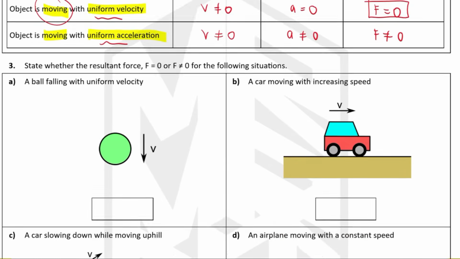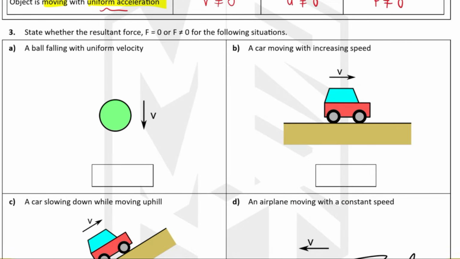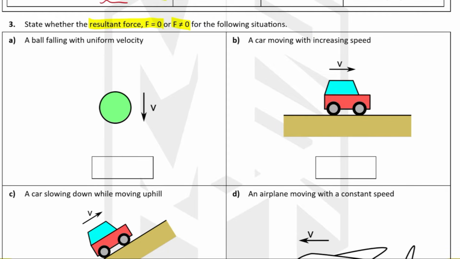Let's look at number 3. State whether the resultant force is equal to 0 or not equal to 0 in the following situations. Let's look at B. A car moving with increasing speed. If it is moving with increasing speed, then acceleration is not equal to 0. Therefore, the resultant force here is not equal to 0.